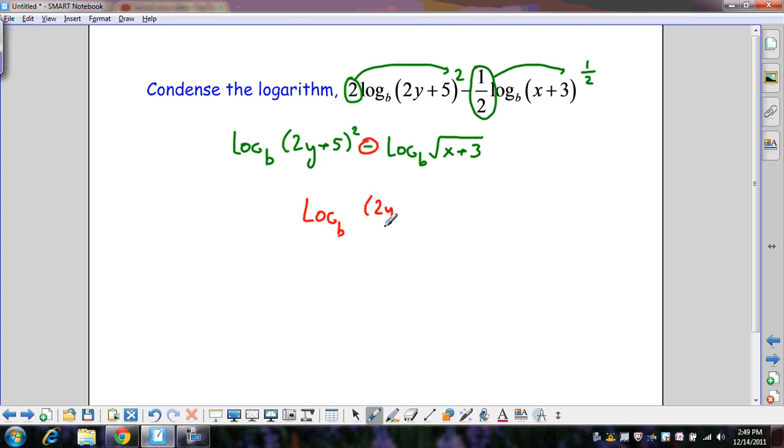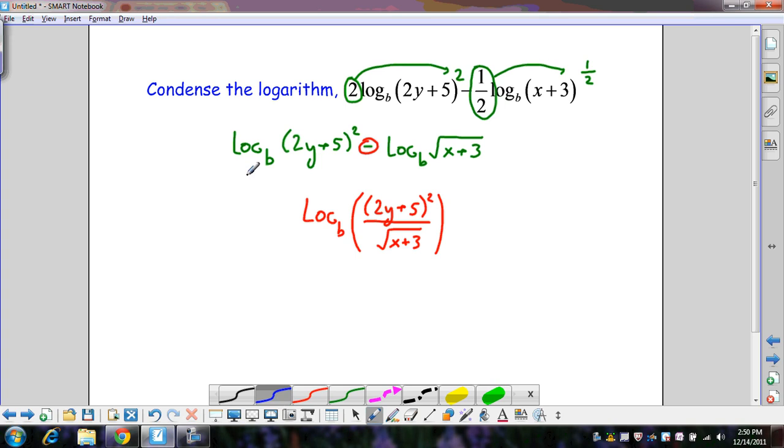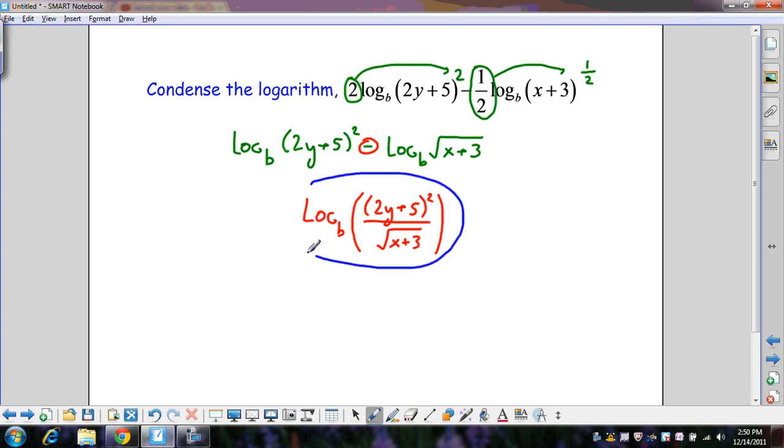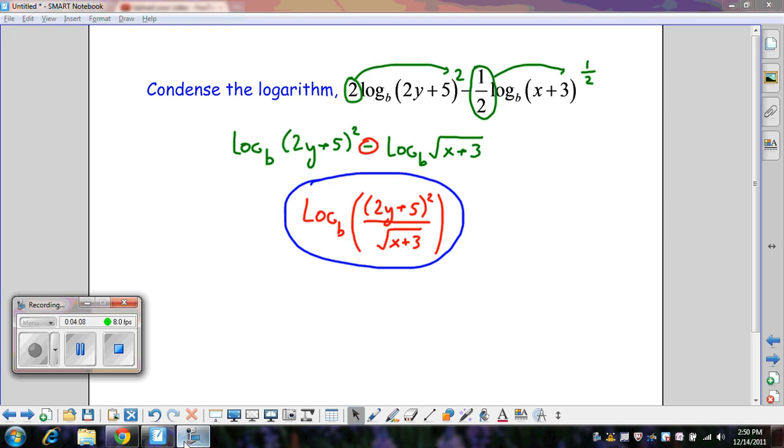Okay, now what I'm going to do is I'm going to use my properties of logs to take this, and remember, it's a difference here. I'm subtracting. So I'm going to take these two logs, and since they're a difference, I'm going to turn it into a quotient when I'm condensing. So I'm going to end up with log base b of (2y plus 5) squared over the square root of x plus 3. And always make sure you put a big set of parentheses around the whole thing. And that is it. That is my condensed form of the original.